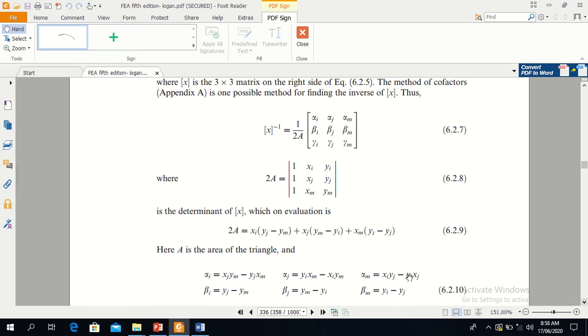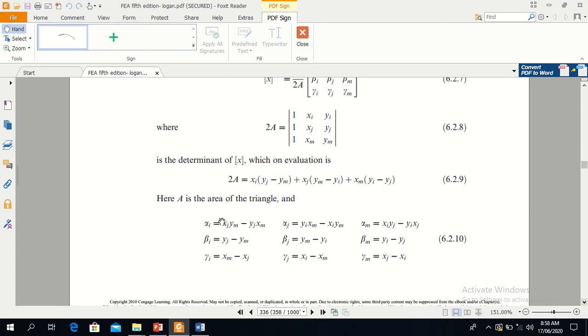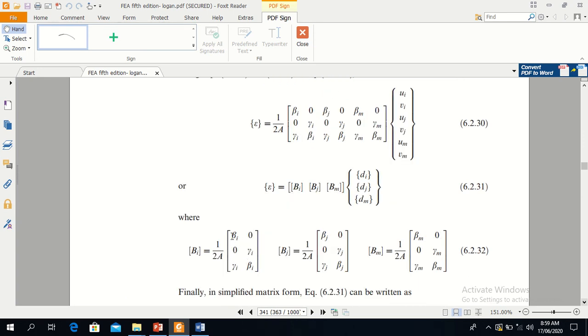Then note down the equation 6.2.10. Note down these alphas: alpha I, alpha j, alpha m, beta I, beta j, beta m, then gamma I, gamma j, gamma m. In this equation you can see here that beta I, gamma I, these are the values that were calculated in the previous equation, which was 6.2.10. Those values will be used here in the Bj and Bm matrices.